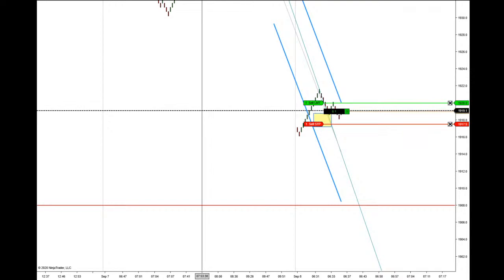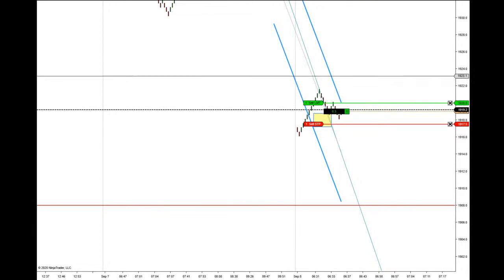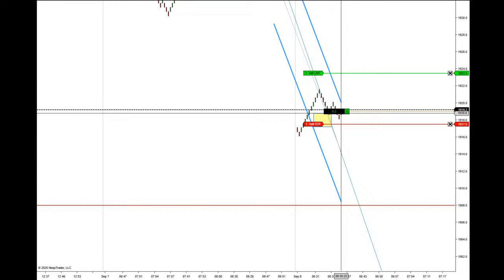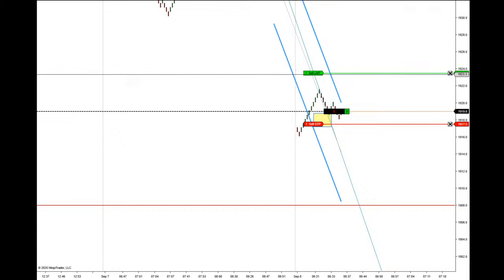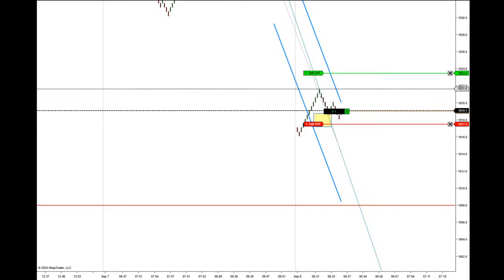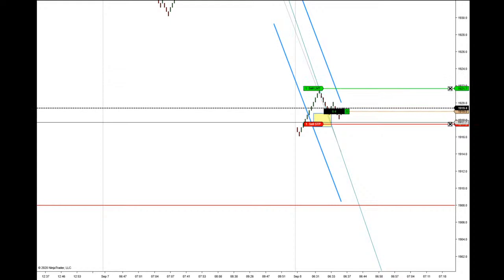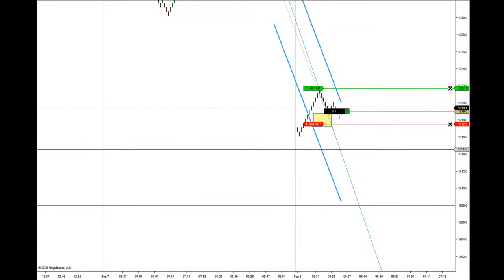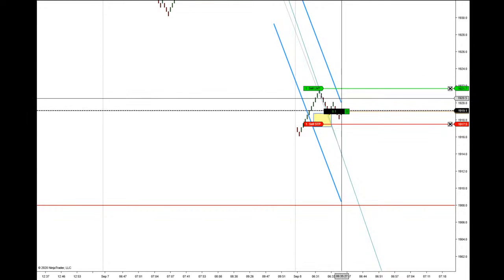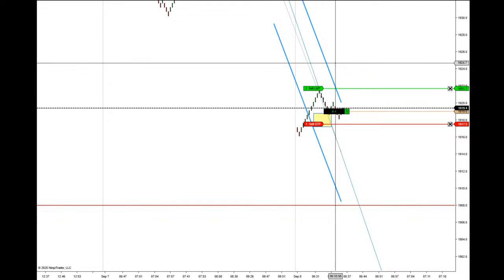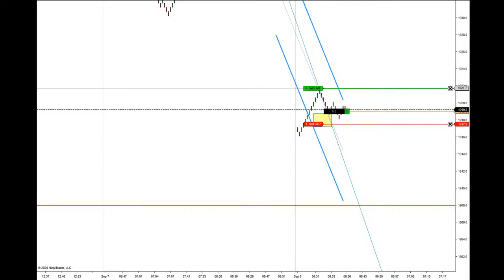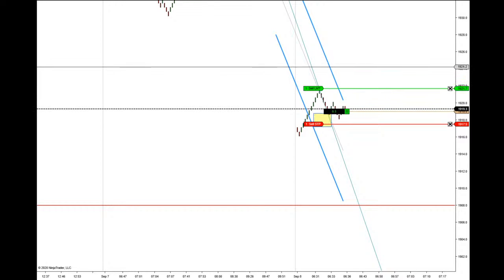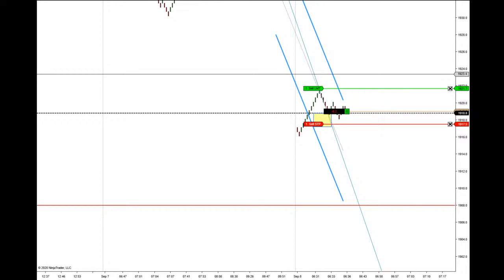I'm taking a long. Let's see if we can get a wave C action going here. Target, it's at, if this is C, we have several targets. I'm going to plot them out right now. It could also be a wave 3. And I'll plot those out also.